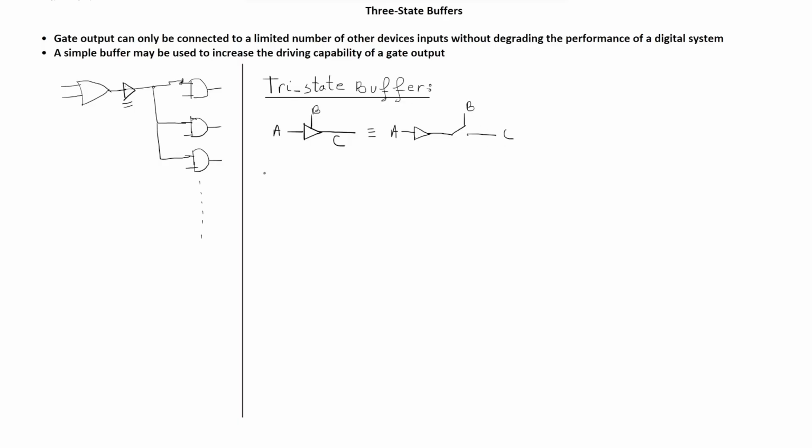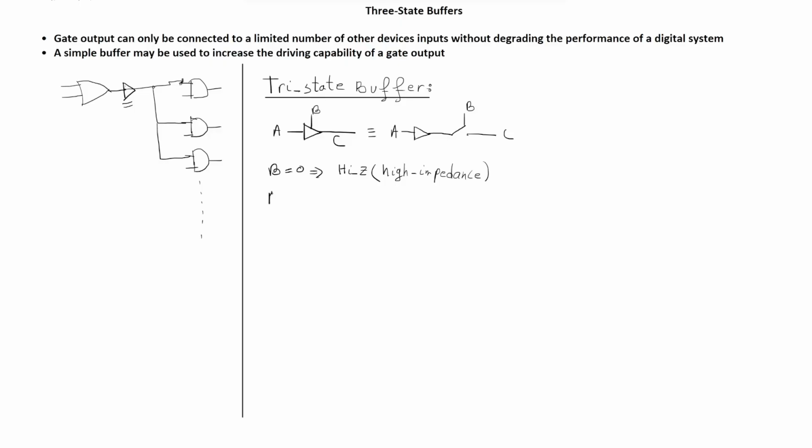So let's see what happens when B equals 0. When B equals 0, that means this gate is open, so we have an open circuit. That means the C output is disconnected from the buffer output. This is referred to as high Z, which stands for high impedance, because the circuit offers very high resistance or impedance to the flow of current.